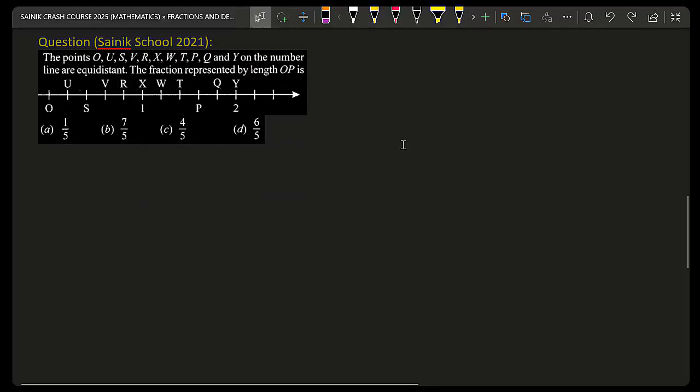They are asking the fraction represented by the length OP. But it should be given as length OP out of length OY. That is their question. So OP out of OY. If OY is the total, what is the fraction of OP they are asking? All of you try this, and if you know, you can raise a hand. I'll give you the choices.